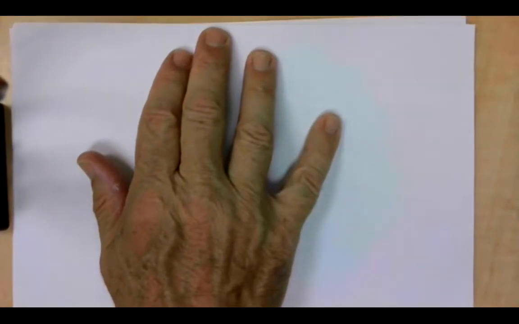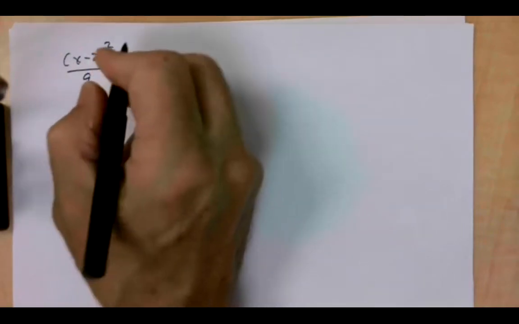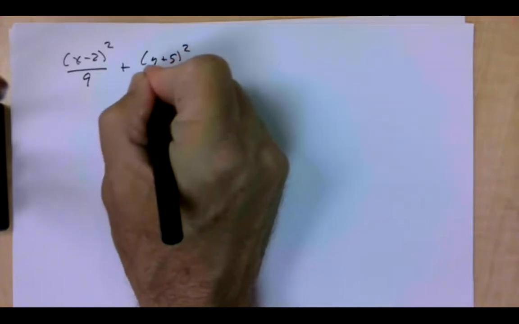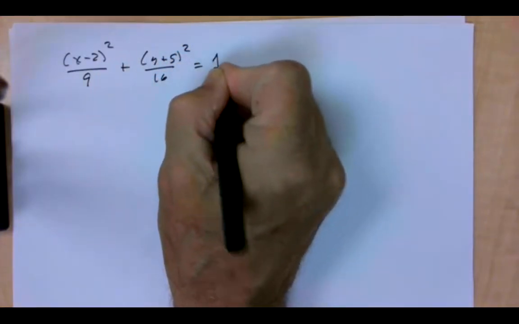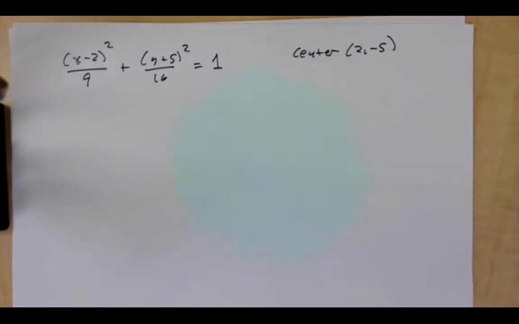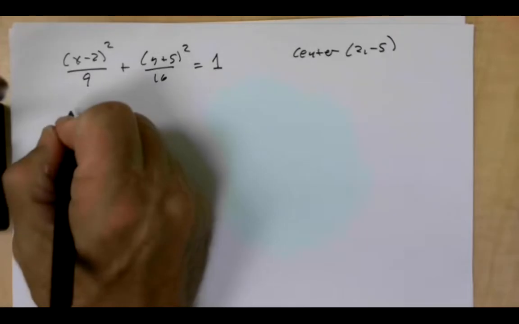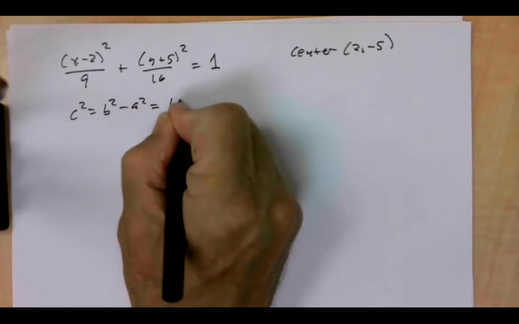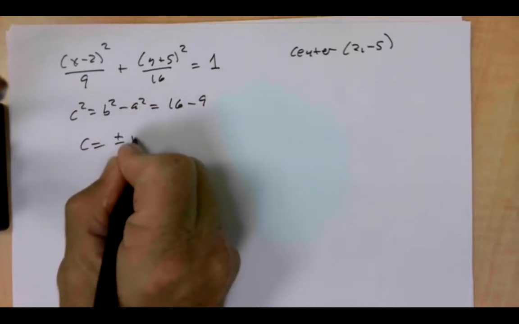So what do we have here? Our equation that we've transformed it into is x minus 2 squared over 9 plus y plus 5 squared over 16 equals 1. Our center is 2, -5. And we want to identify what the foci are. c squared is the larger number minus the smaller number, which in this case would be b squared minus a squared, 16 minus 9. So c is plus or minus √7.